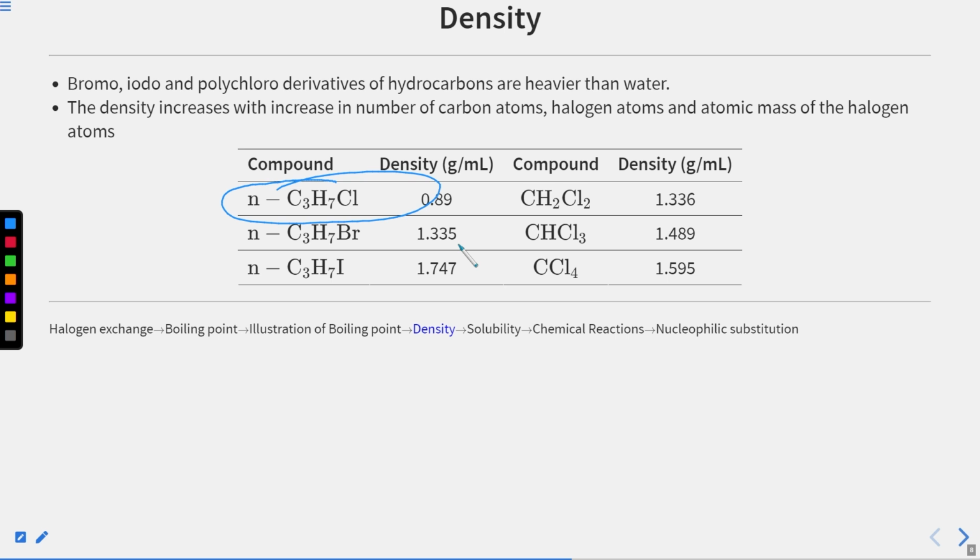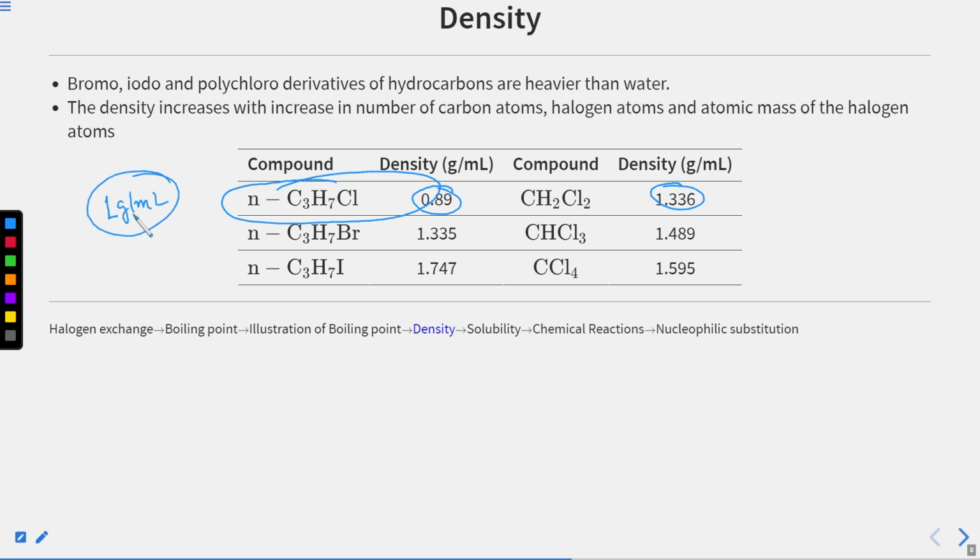And polychloro compound derivatives. Polychloro means more than one chlorine. The compound which has more than one chlorine will have a greater density than water. So it is written here, the density of all of these. You can see very clearly that since it is monochloro, it has a density less than water, that is 0.89. For those who are unaware, the density of water is simply 1 gram per ml.